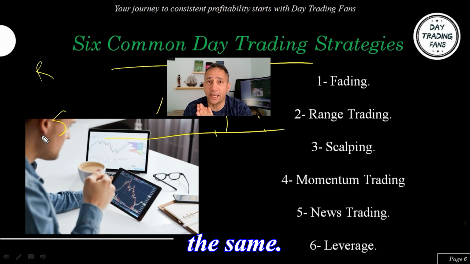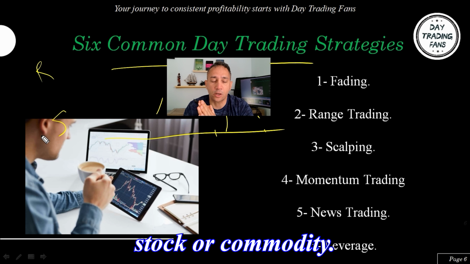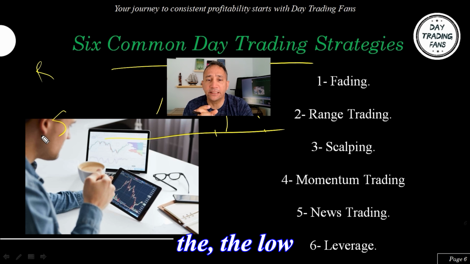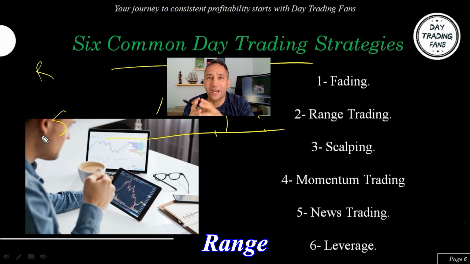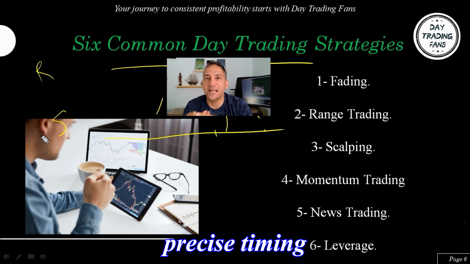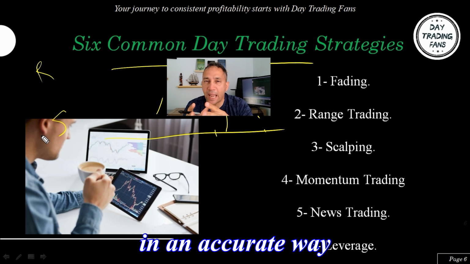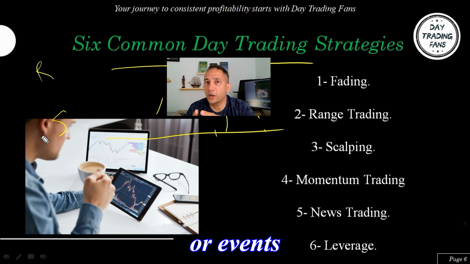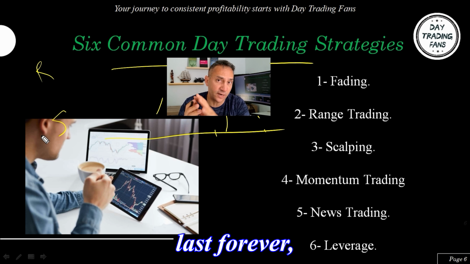But you have to be very familiar with that particular stock or commodity. So you buy near the low of the range, the support area, and you sell at the resistance area. Range trading requires precise timing, and executing orders in an inaccurate way may result in significant losses. Sudden news or events in the world might change that trend. That trend is not going to last forever.